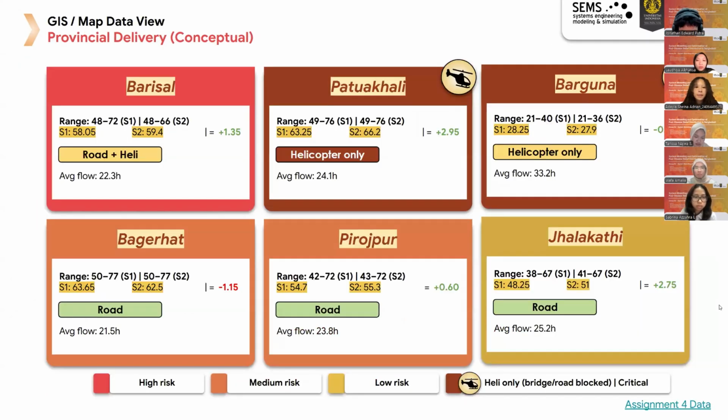Next. So this is a GIS or map data view, where this map highlights delivery coverage across 6 provinces, where Barisal had the highest coverage, while Barguna has the lowest due to access limitations. Patuakhali and Barguna were identified as helicopter-only areas. These risk levels are shown using color coding.